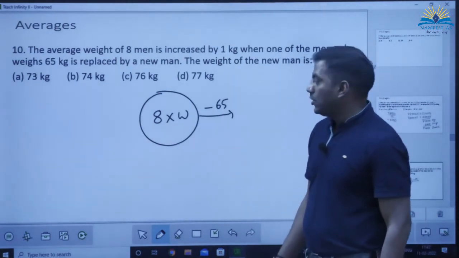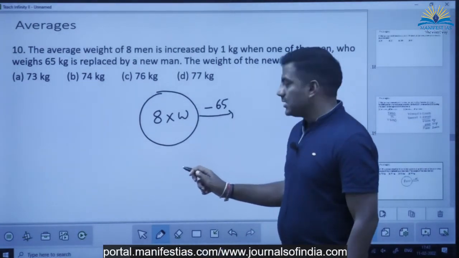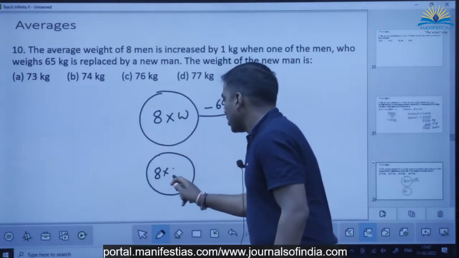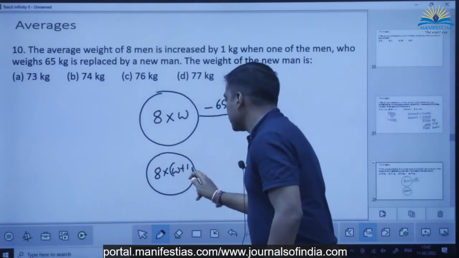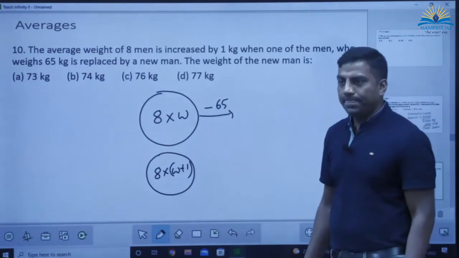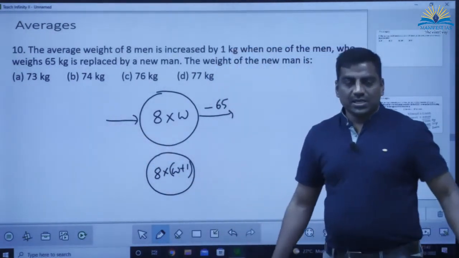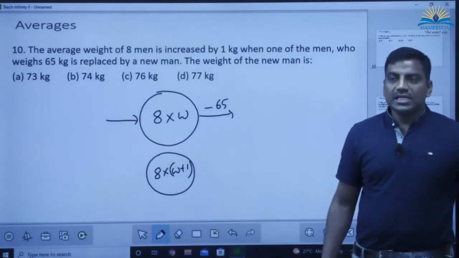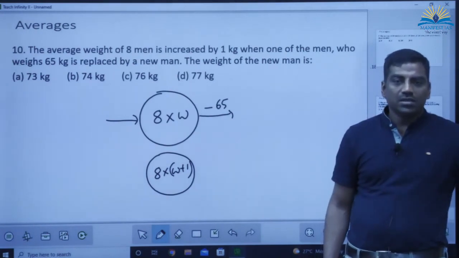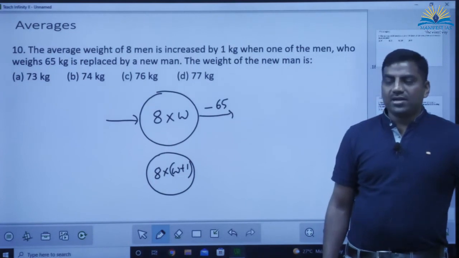But what has happened to the average? Average has become plus 1. Then, the incoming person is heavier or lighter than the previous person? The person who is coming in, is he heavier or lighter than the previous man?